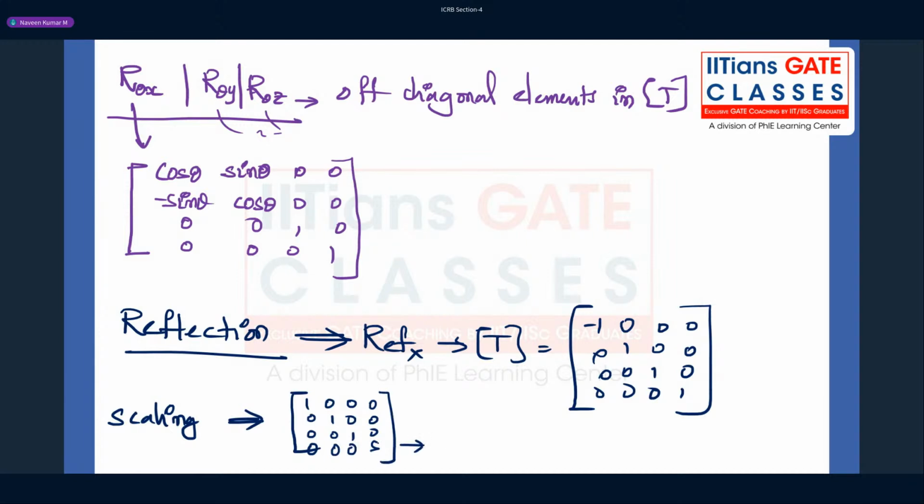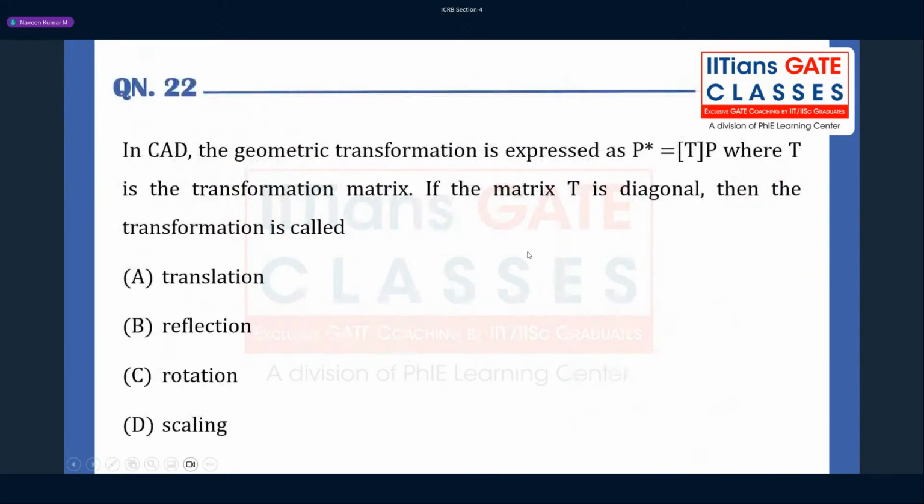You just multiply this scaling value to whatever point is there. So the scaling will happen to every point. Because you multiply this into this into this, so the scaling will happen to the points separately. The scaling is used when you are zooming in and zooming out. So this is the diagonal matrix, right? So hence the answer is scale.